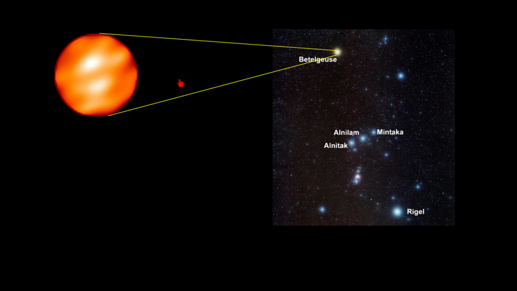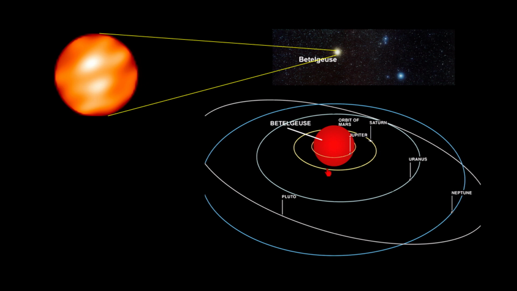To show you just how big Betelgeuse is, if we were to take the Sun out of its position in our solar system and put Betelgeuse in its place, it would fill the entire solar system out to the orbit of Jupiter. So imagine one star that is as big as all of the planets' orbits in our solar system out to Jupiter. Mercury, Venus, Earth, Mars would all be inside of it.